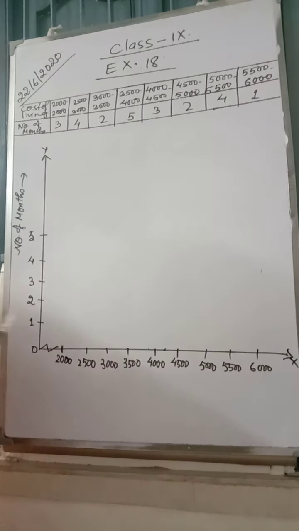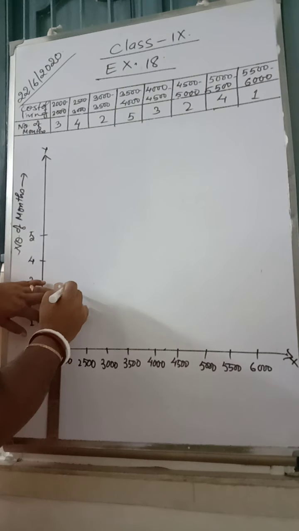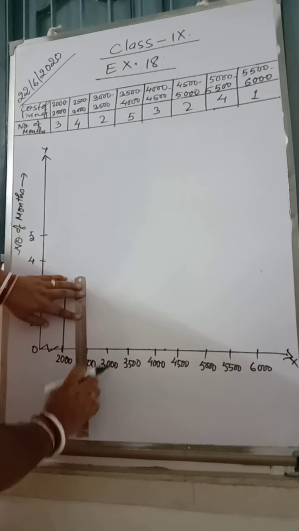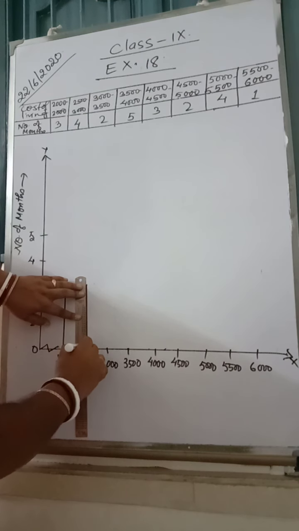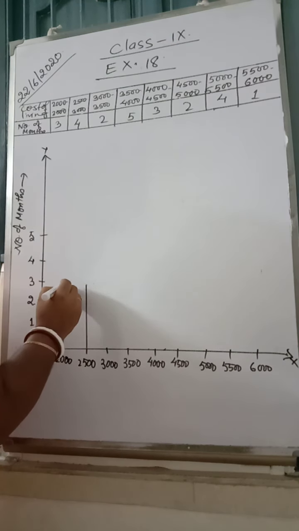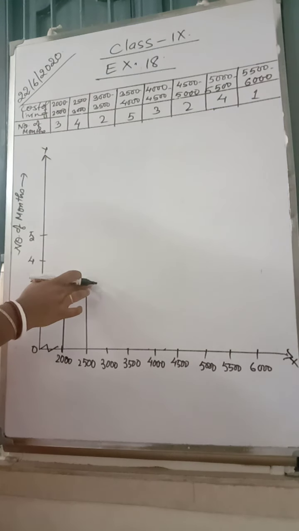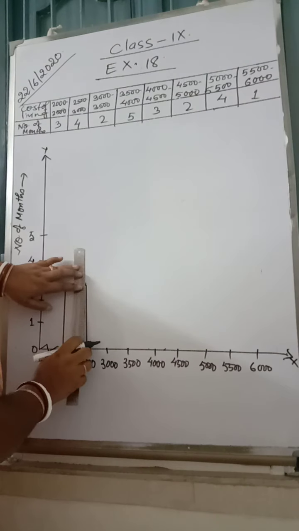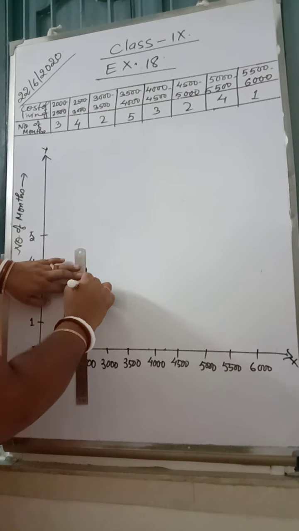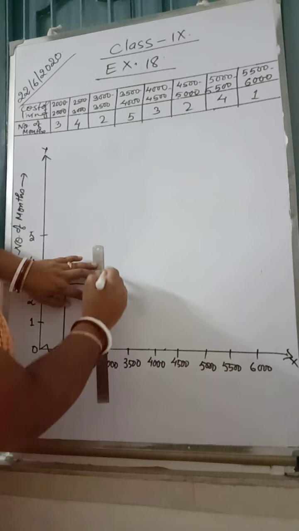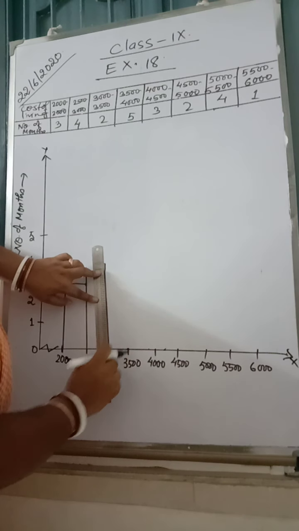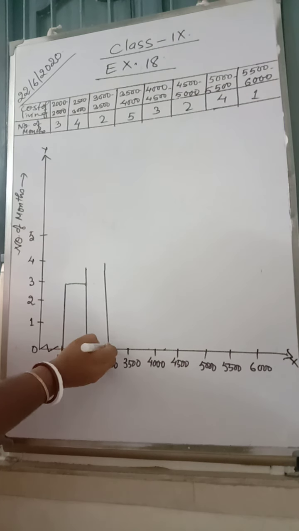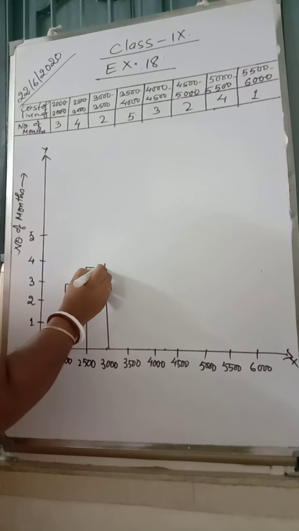How many do we have? We have 3. So where is 3? This is 3, is it? So we'll draw up to 3 here. This is 2000 to 2500. Then now 2500 to 3000 is 4. So this line will go a little up. That will go up to 4. 2500 to 3000 will go up to 4.